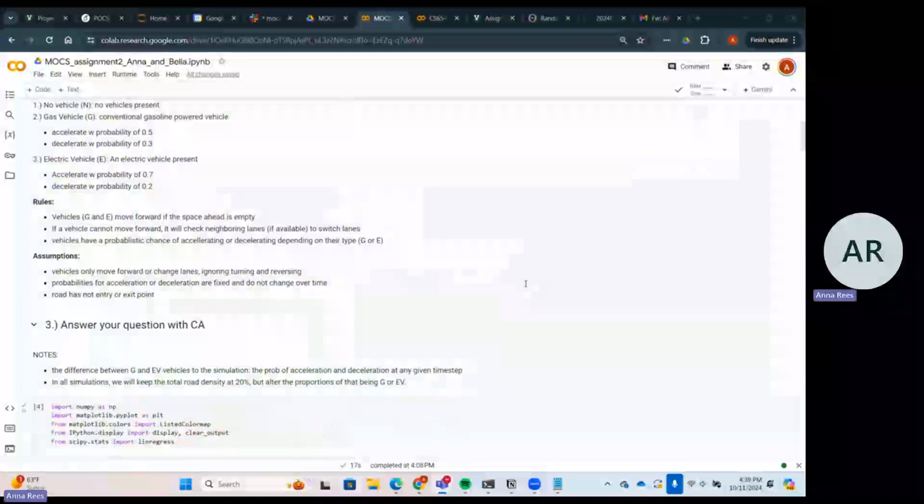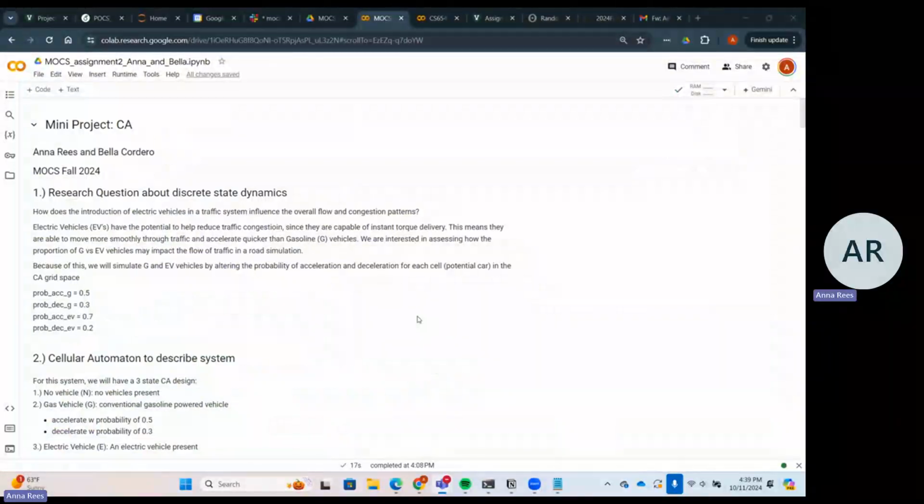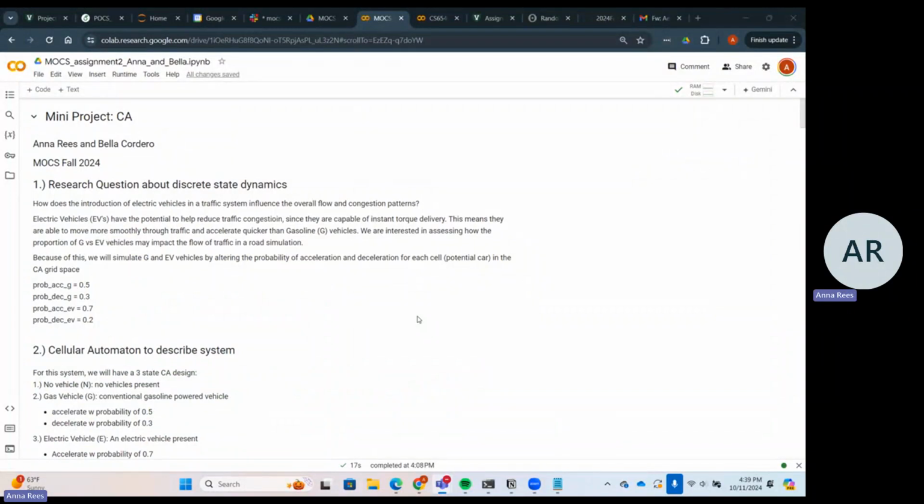Hi, this is Anna and Bella, and for our Cellular Automaton mini project, we were interested in researching how the introduction of electric vehicles in a traffic system can influence the overall flow and congestion patterns of the road simulation. Electric vehicles have the potential to help reduce traffic congestion because they're able to move more quickly through traffic because of their instant torque delivery, and they're able to accelerate quicker than gasoline vehicles.